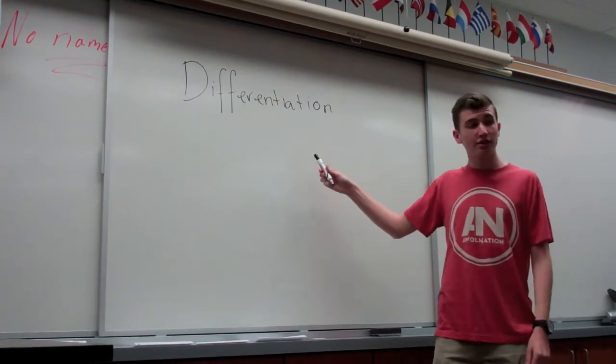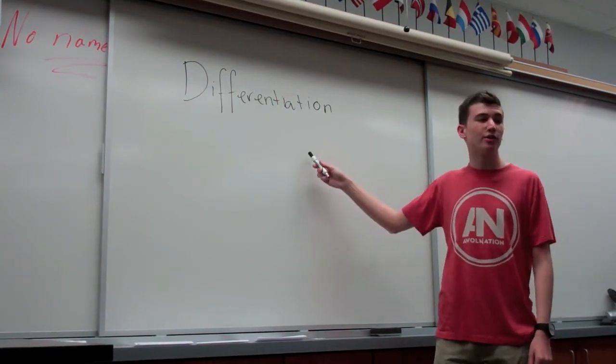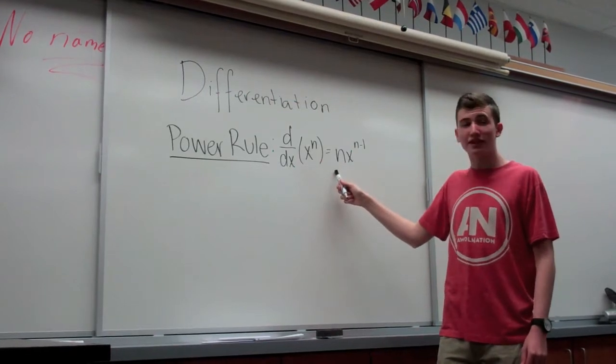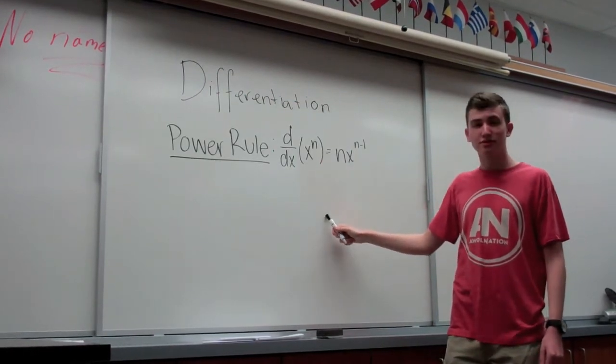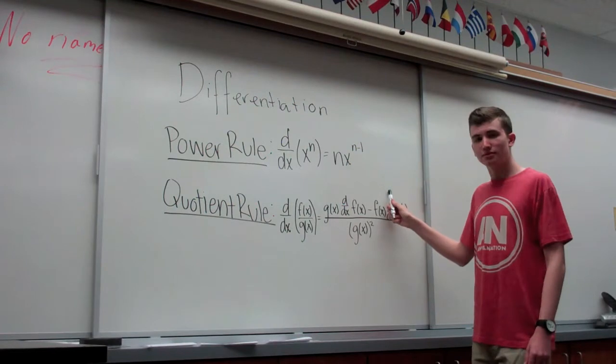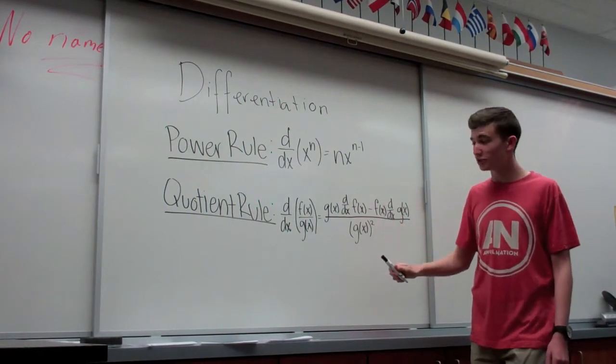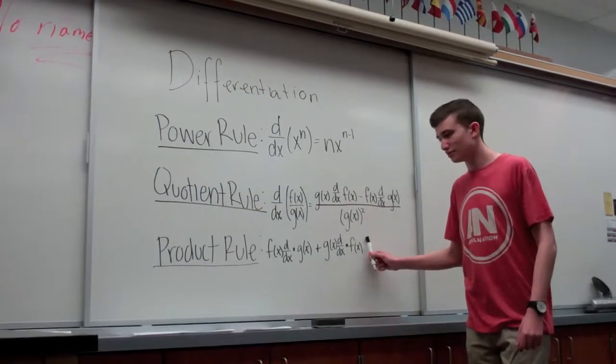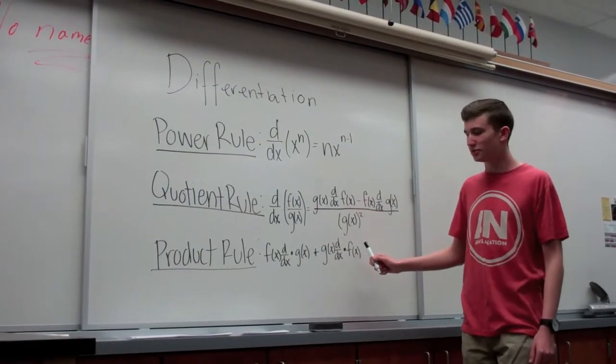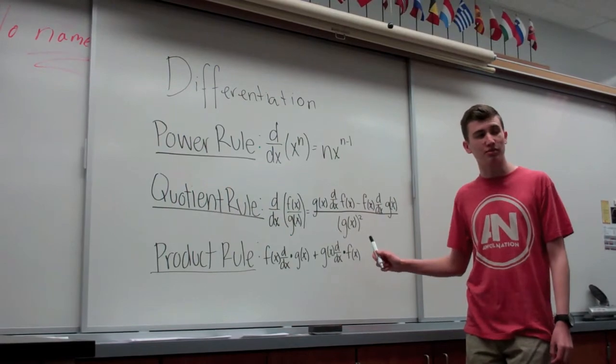And so here we have the power rule. And then we have the quotient rule. And it's used when you have fractions. But we also have the product rule. This is the product rule. You use this when you have two functions that need to be multiplied by each other.